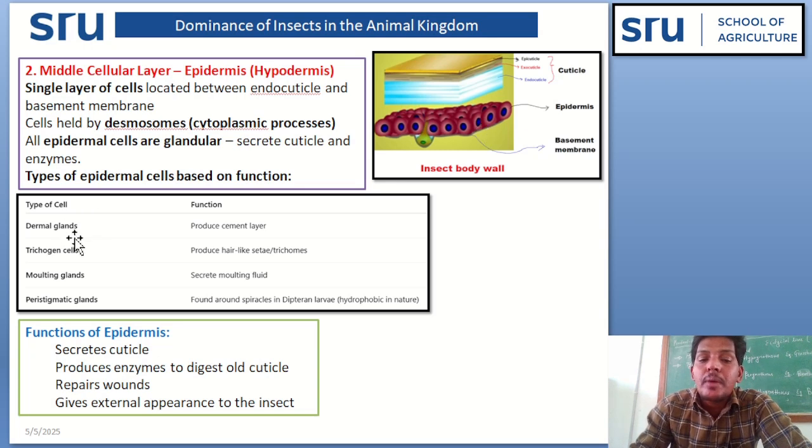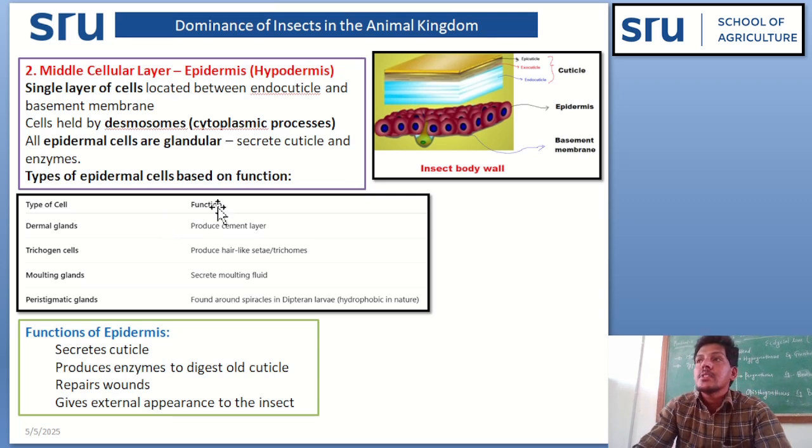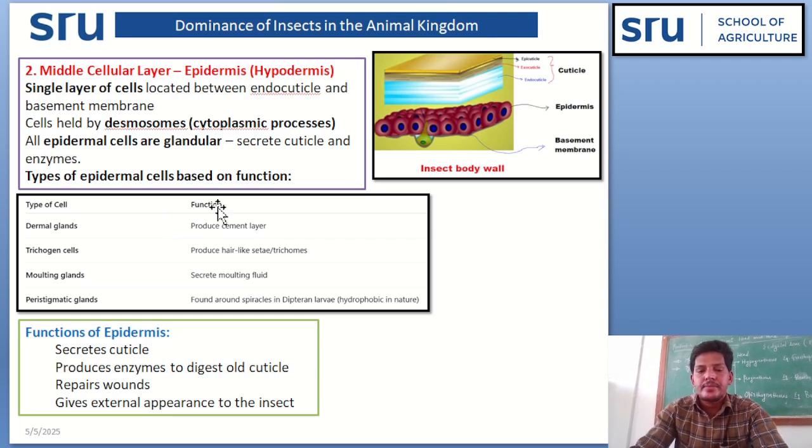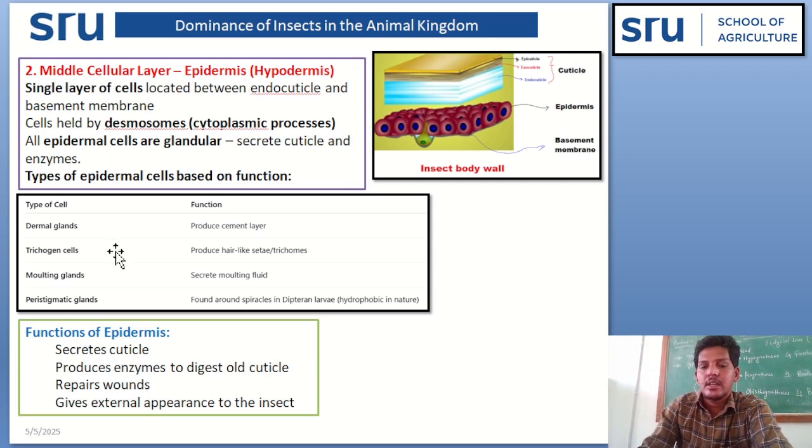So what is the role of dermal gland? Dermal gland produces cement layer. Next is the trichogen cell. It produces hair-like structure on the body wall. Next is the molting gland. This secretes molting fluid, which is very important during the process of molting in insects. We will discuss molting in the next session.